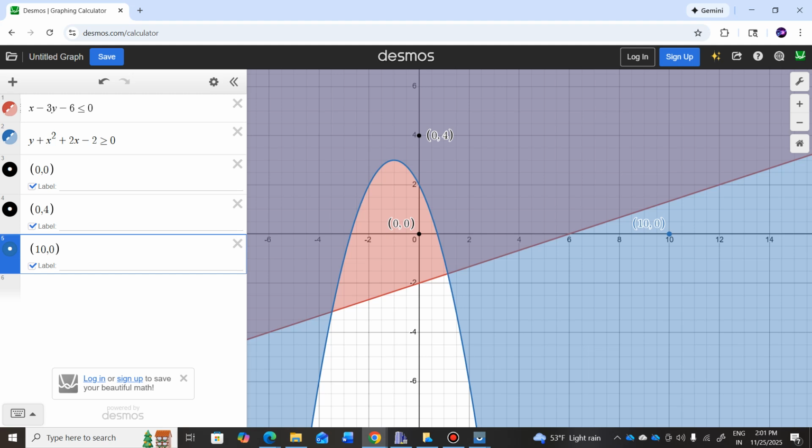So the region where your system has a solution is everywhere where it overlaps. So I'm drawing it now, sketching it out.